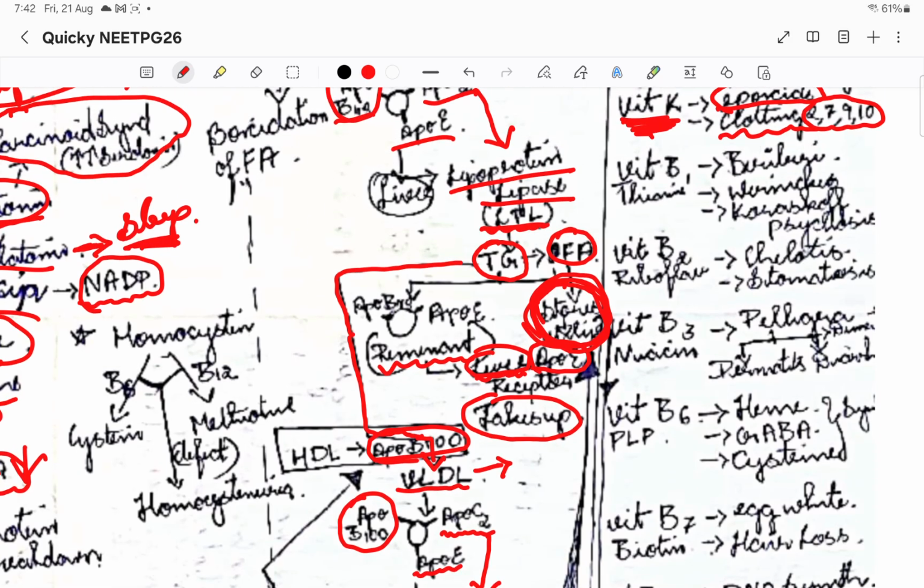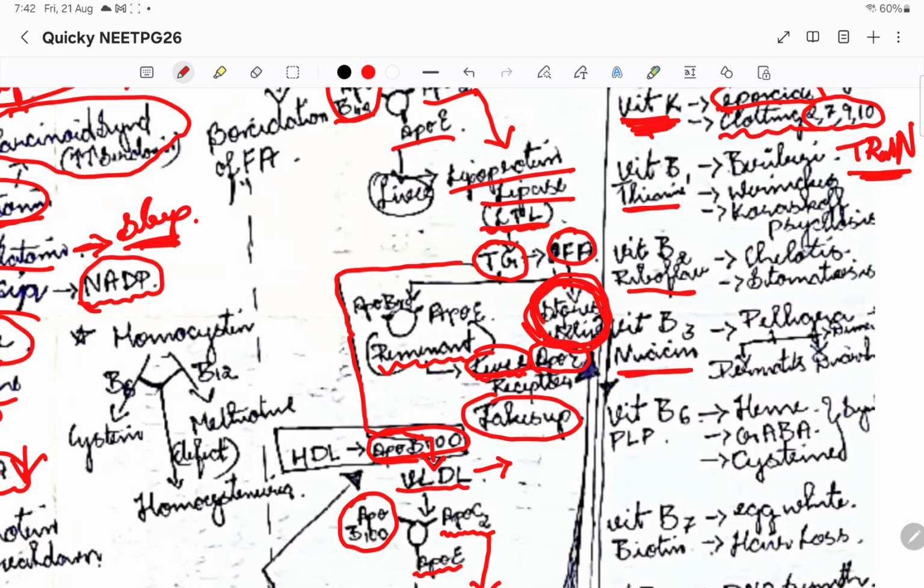We give B complex tablets to people with ulcers around the mouth, that is stomatitis, cheilitis and all these things, right? Why the term B complex is because we have many different vitamin Bs. So vitamin B1 is called thiamine, vitamin B2 is called riboflavin, and vitamin B3 is called niacin. Remember it as TRAIN. Vitamin 1, 2, 3, remember it as train, then it will be very useful for you.